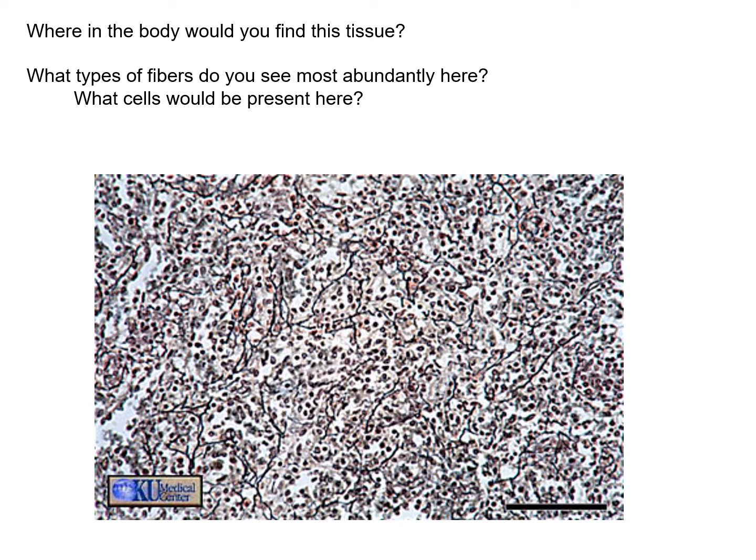Okay. What type of fibers and cells would you find? And this is specifically from a lymph node, so what cells would you find here? Lymphocytes. Correct, T cells and B cells alike, both of them.